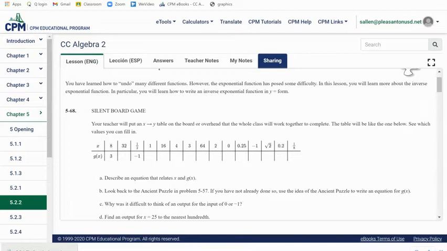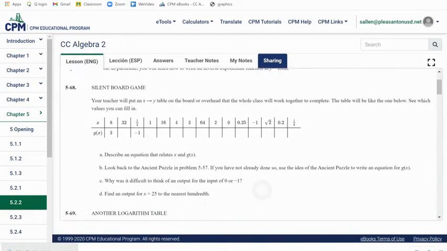and then you'll fill in the table. Keep in mind we're working with exponentials and logs, so it's probably going to have something to do with that. For part A, you're just going to describe an equation that relates x and g of x, so that's coming up with the pattern. For part B, you're looking back at problem 57, and if you have not done so already, use the idea of the ancient puzzle to write an equation for g of x.